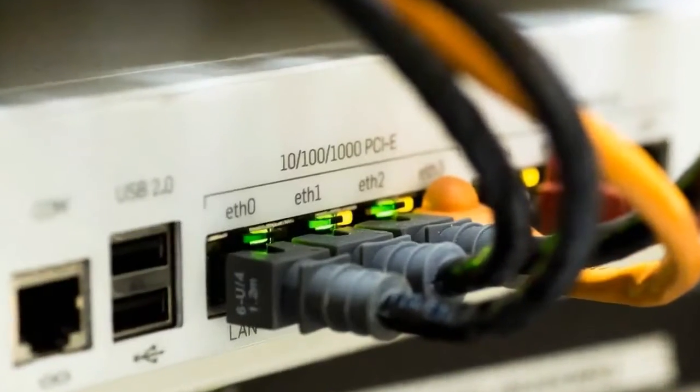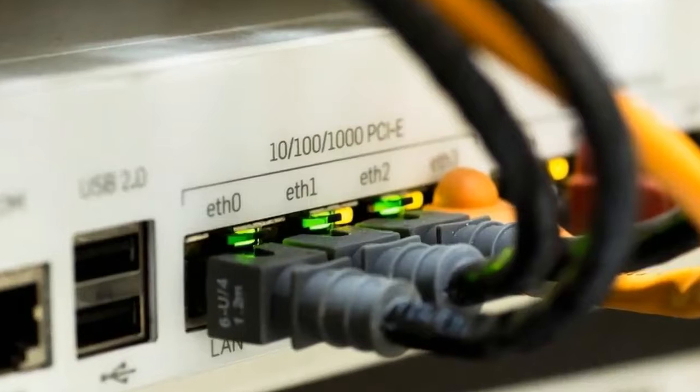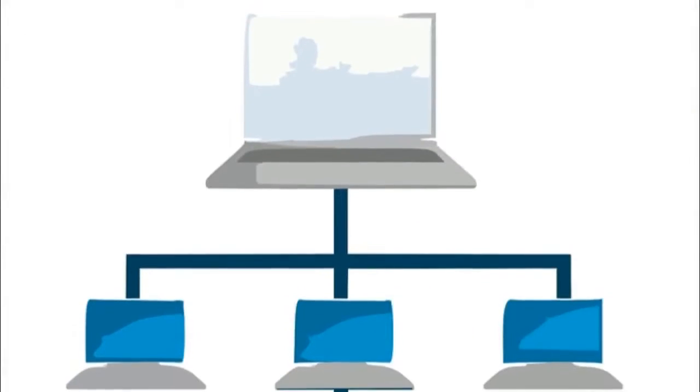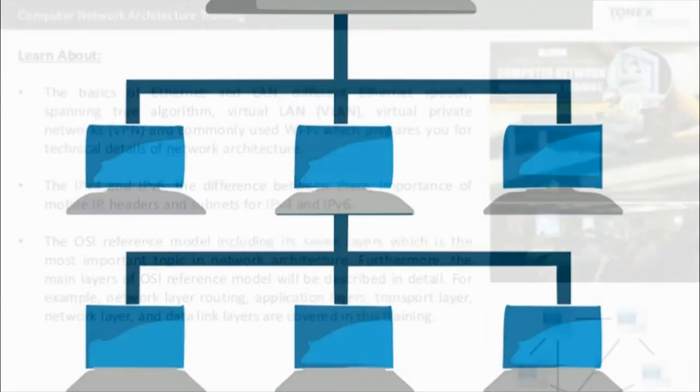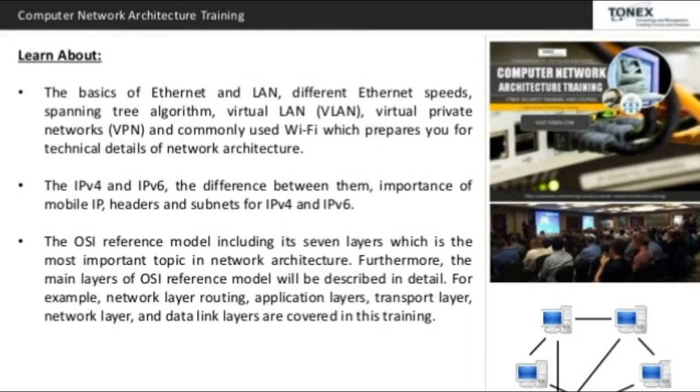Moreover, learn about network layer routing, application layers, transport layers, and network layers as the main layers included in network architecture. Learn about the basics of Ethernet and LAN, different Ethernet speeds, spanning tree algorithm, virtual LAN, VLAN, virtual private networks, VPN, and commonly used Wi-Fi, which prepares you for technical details of network architecture.